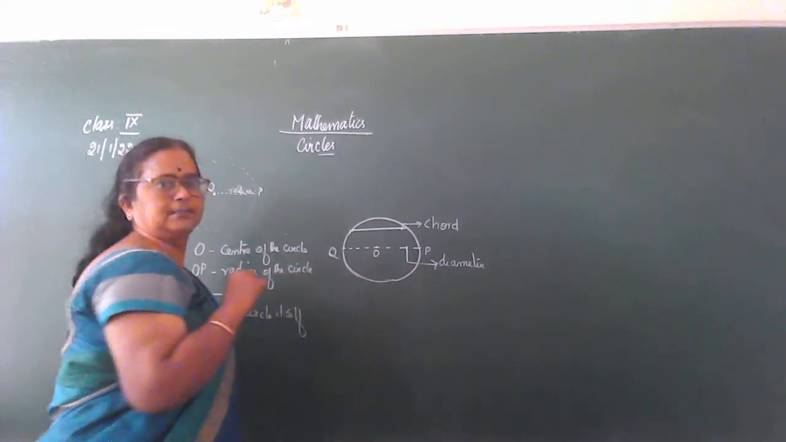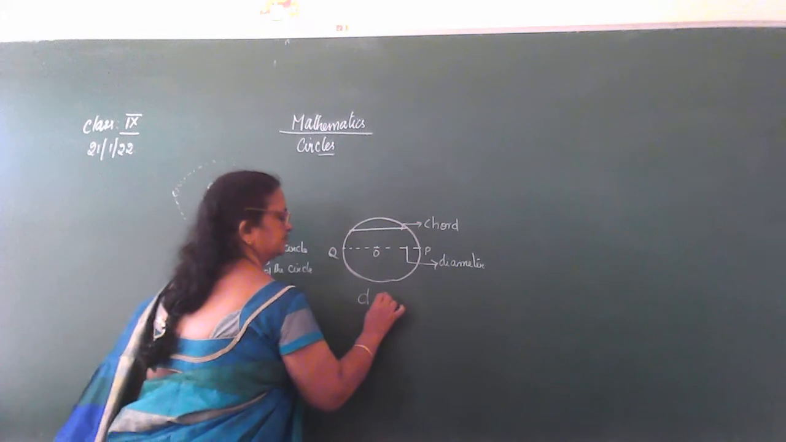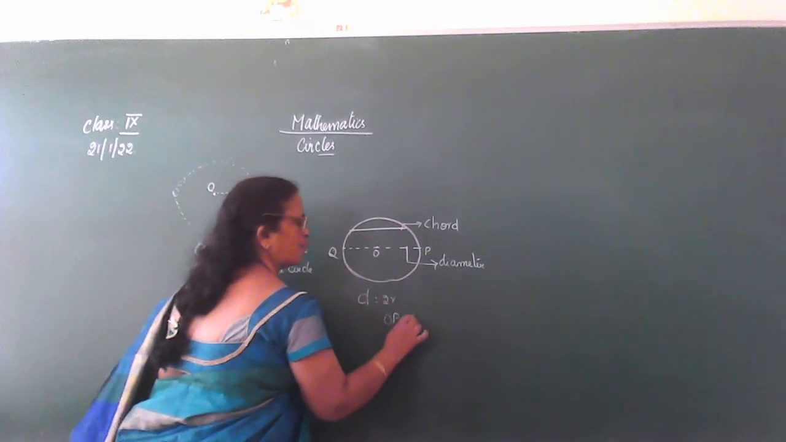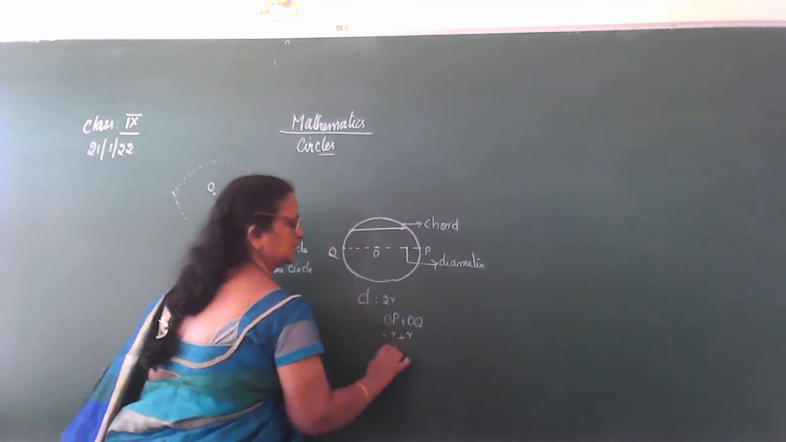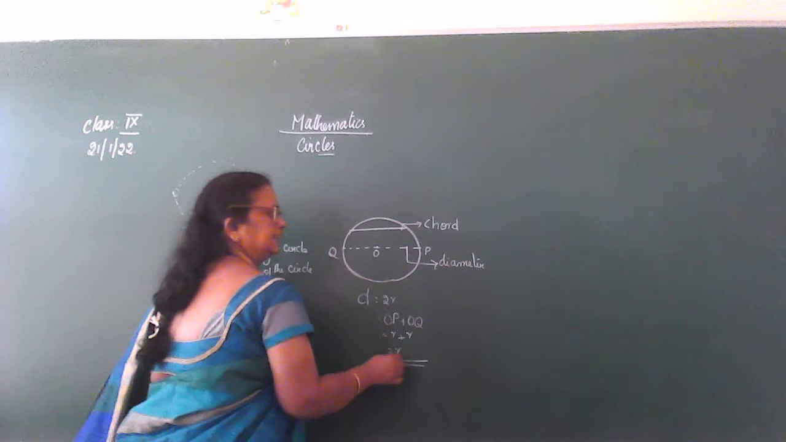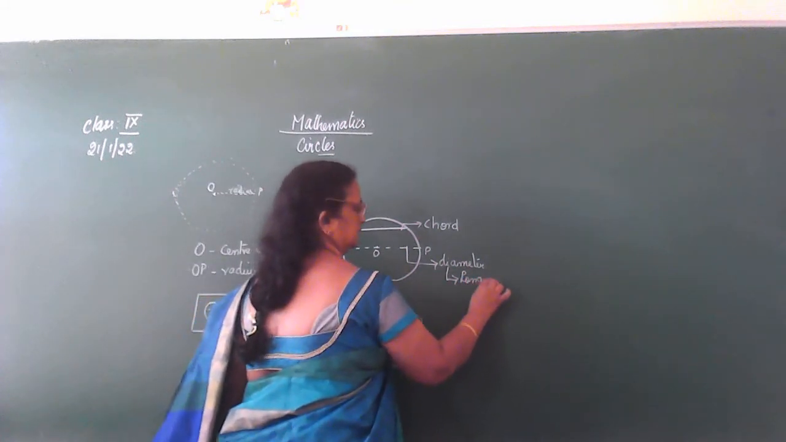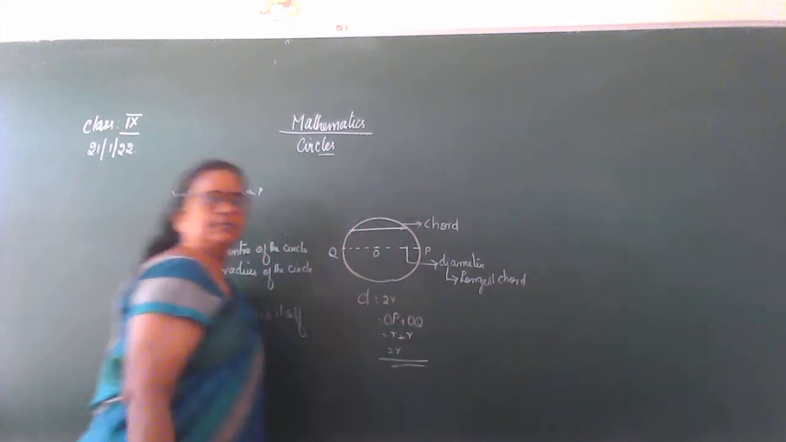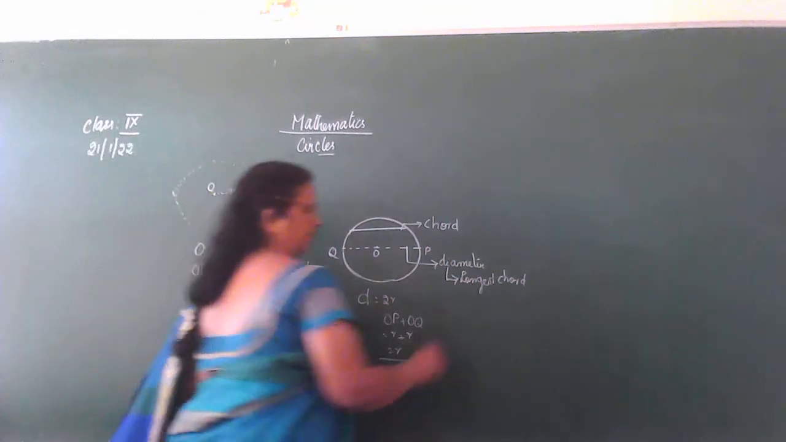Then the diameter is nothing but 2 times the radius. How? OP plus OQ, both are radius. So R plus R. And the diameter is the longest chord of the circle.